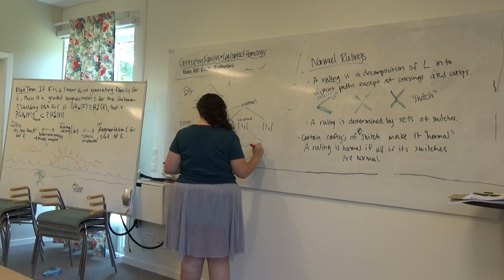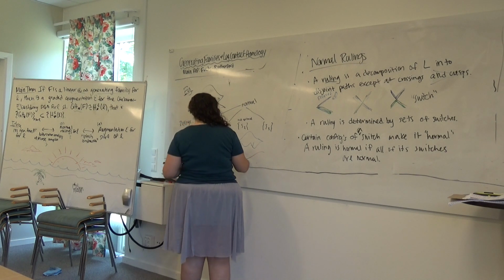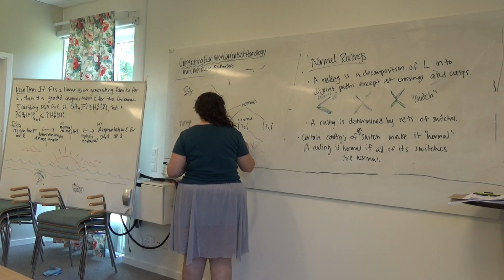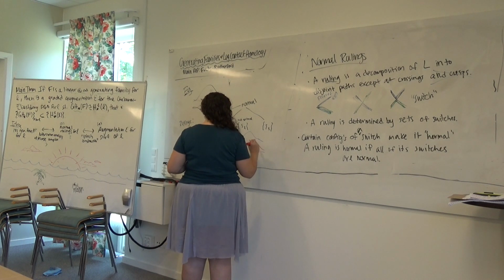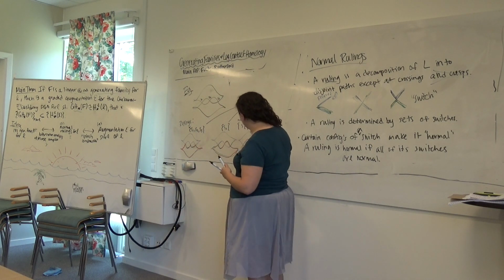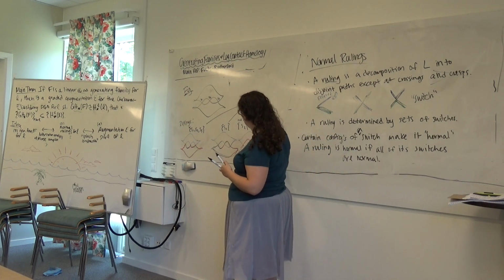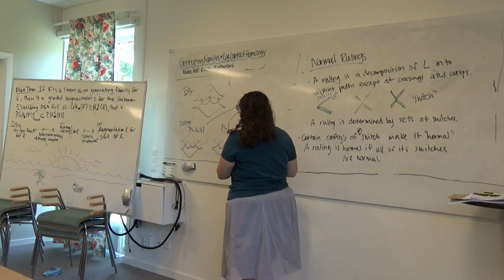In this picture, is this the reason that S1, S2 is not a ruling? In this example, it's not normal. That one is not a normal ruling, yes, that's correct. So this is the not normal one. It's part of the definition.